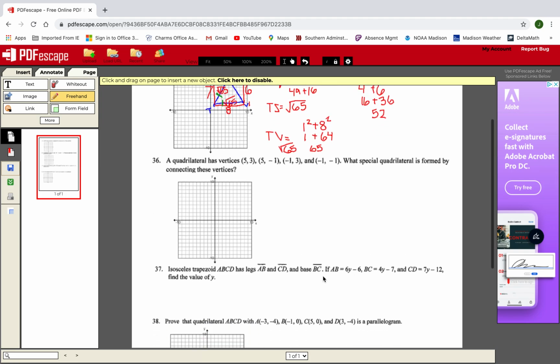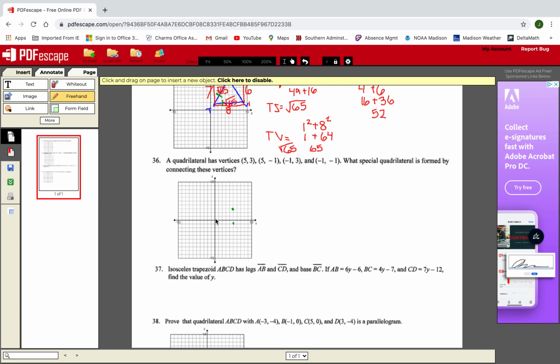On number 36, this is a quadrilateral, has those vertices. So again, we want to go ahead and graph this. And it says, what special quadrilateral is formed by connecting these vertices. So it says we have a point at 5 and 3. 1, 2, 3, 4, 5, and 3. It says we have a point at 5 and negative 1.